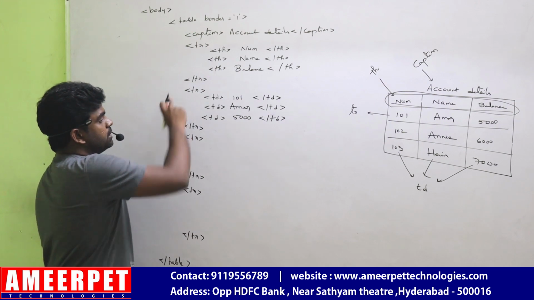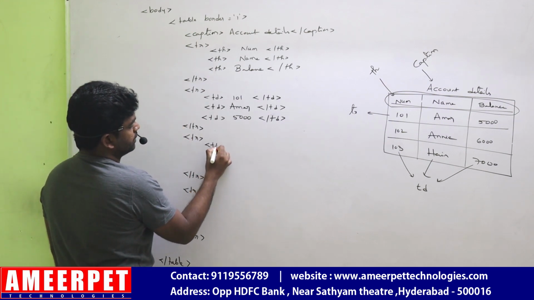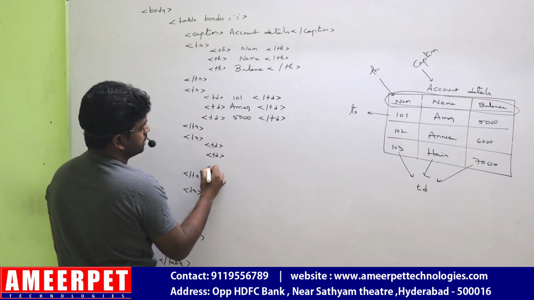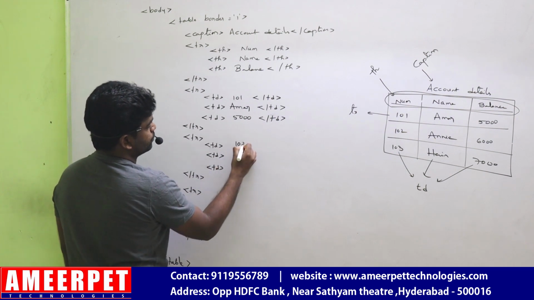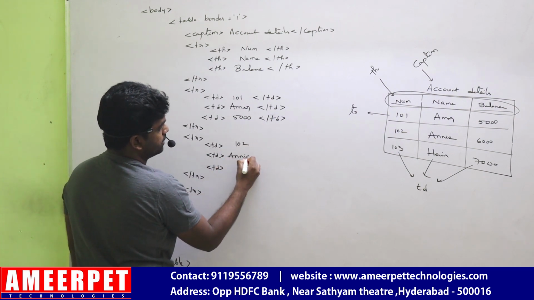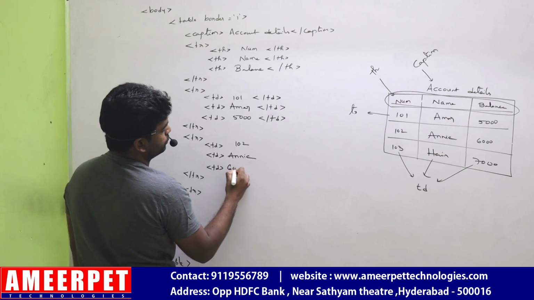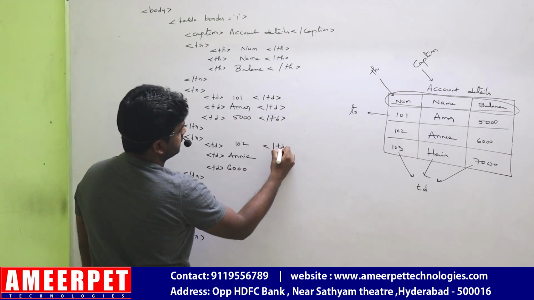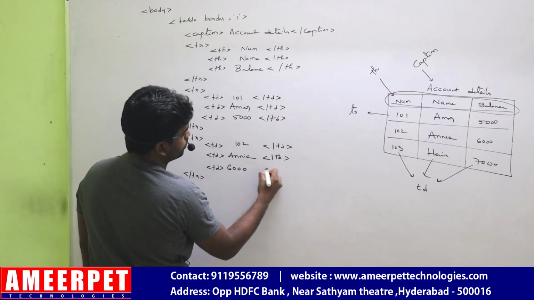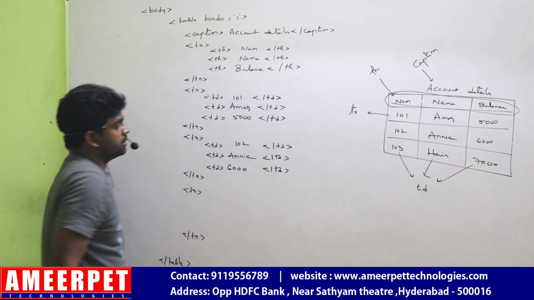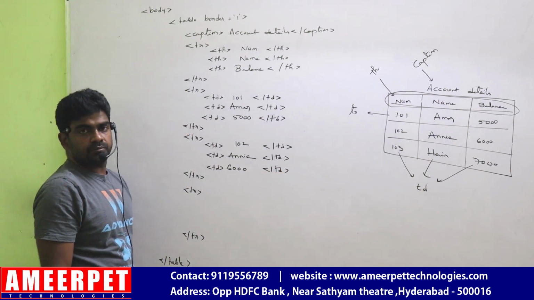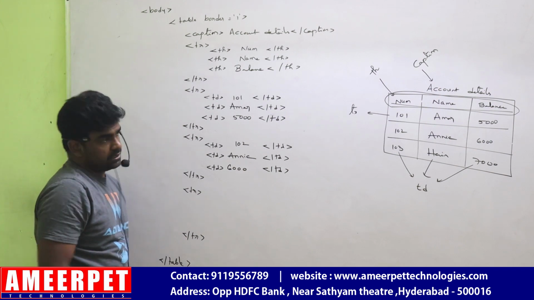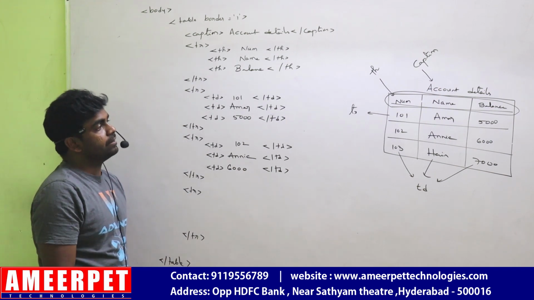Next, come to the third row. In the third row also we are creating three table data cells. That is 102 and the name, and the next value we are creating is a TD close here, TD close here, TD close here. Like this we are creating. And the fourth row is the same. Just like that we can create.